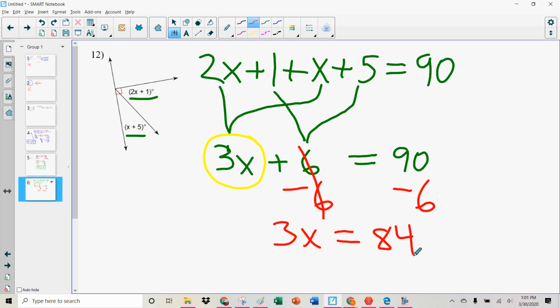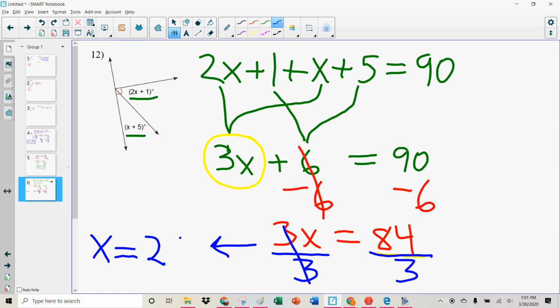Now I know that 84 is divisible by 3 because if I add together 8 plus 4, I get 12, which is also divisible by 3. So divide both sides by 3. The 3's I can cross out because 3 over 3 is 1. And I am left with x equals 28.